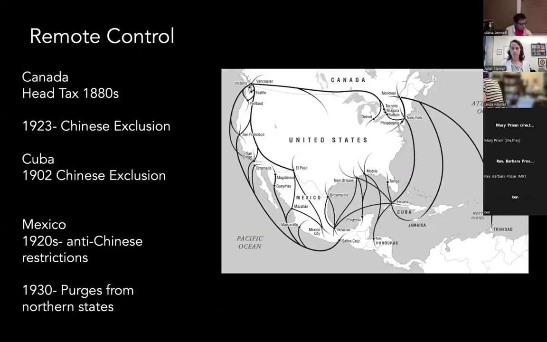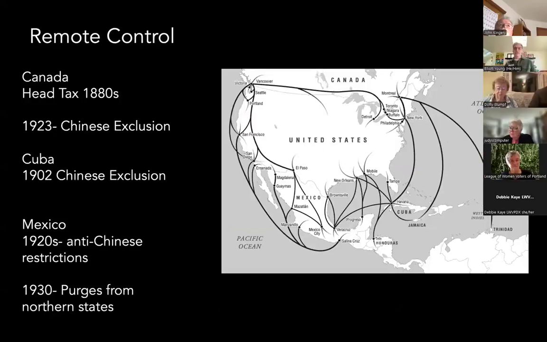Now, if you look at this map, this shows after Chinese exclusion how Chinese came in. They were coming in through Canada, Mexico, and Cuba, and then they would make their way to the United States either by land or by sea. And so the US attempted to externalize its borders by pressuring governments in neighboring countries, Canada, Mexico, and Cuba, to basically enforce Chinese exclusion. They managed to convince Canada in the 1880s to implement a head tax, which was a sort of fee the Chinese would have to pay to enter into Canada.